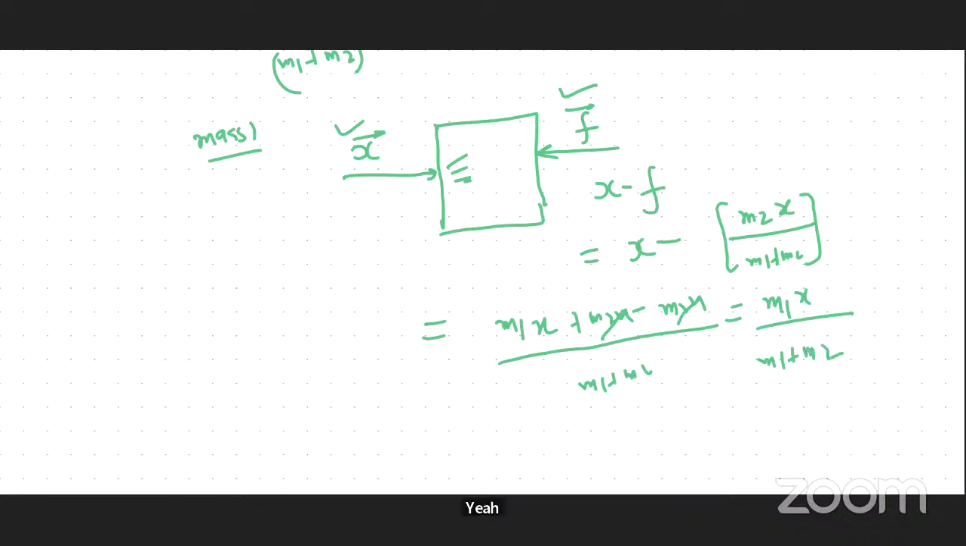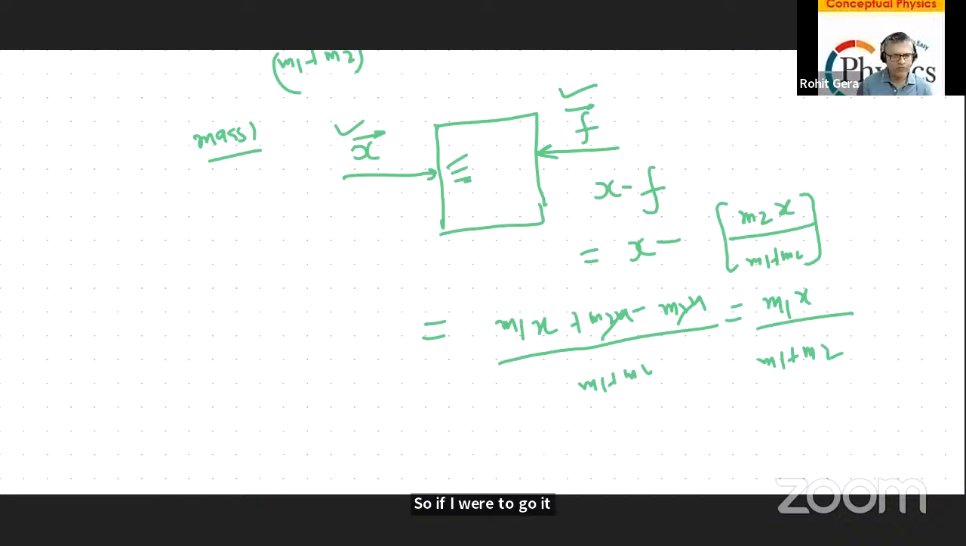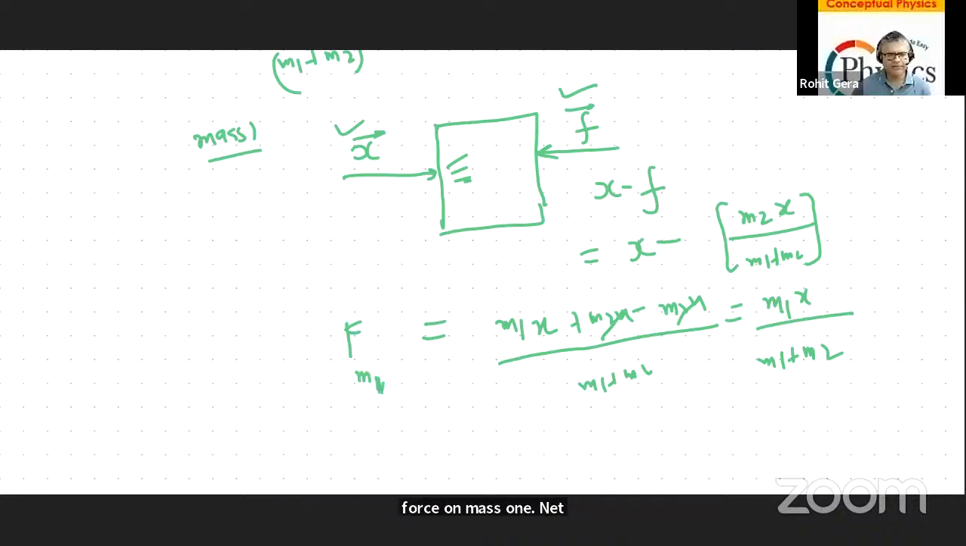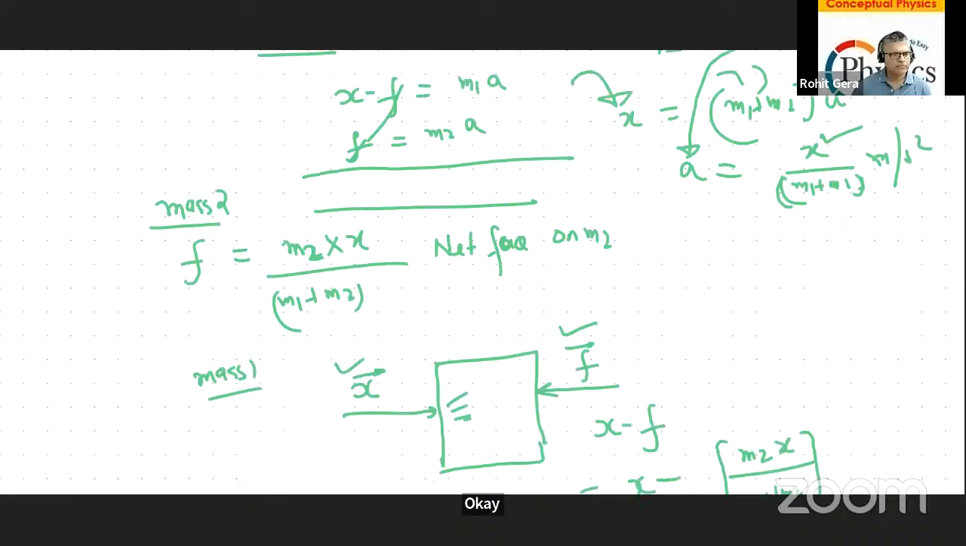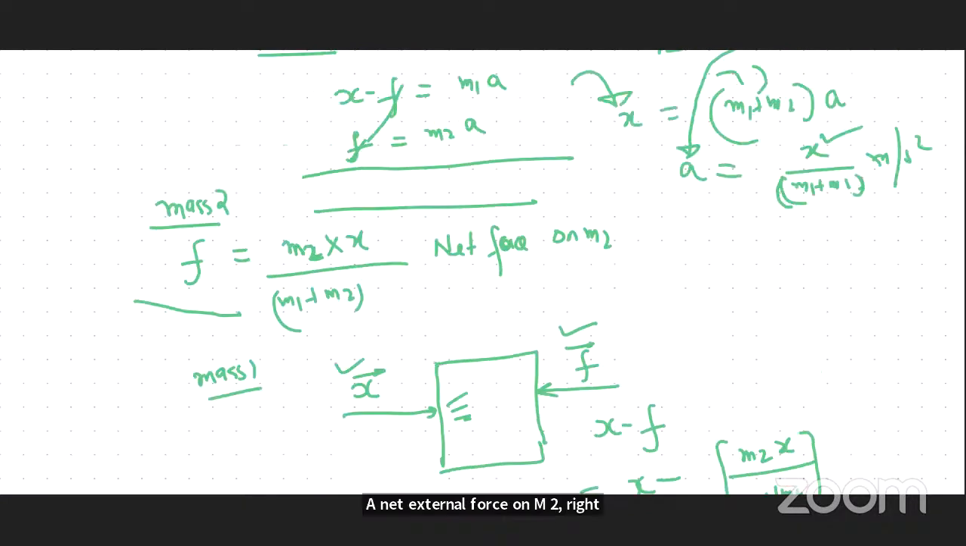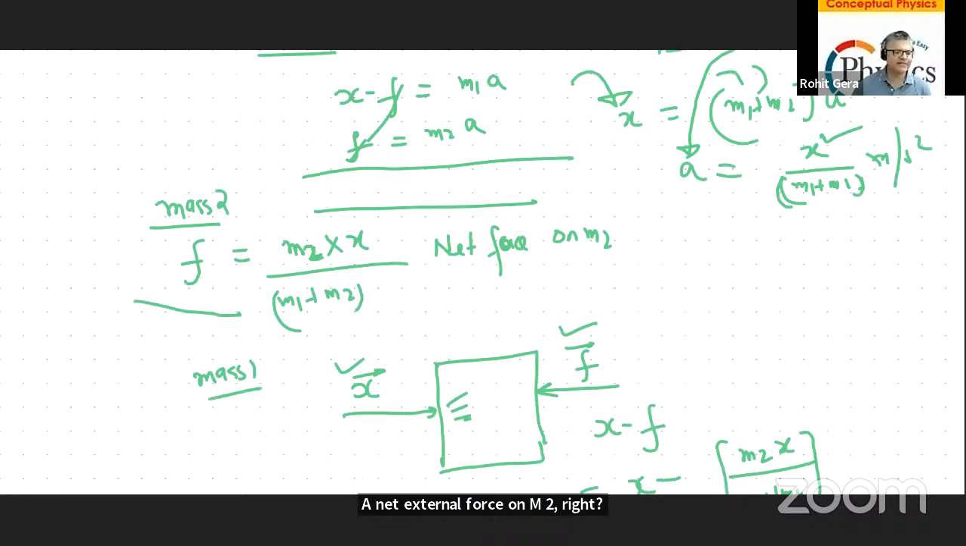इससे हमने अचीव क्या किया? All right. So what have we found out now? The net external force on mass 1. And what was the force which we found here? The net external force on M2, right? ये नेट फोर्स का एक्सप्रेशन आ गया, individual masses के ऊपर. Okay.